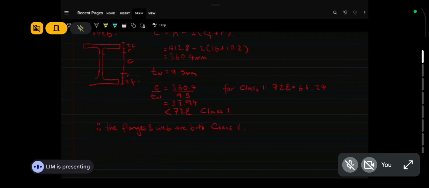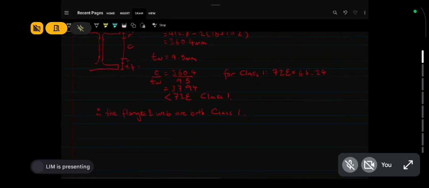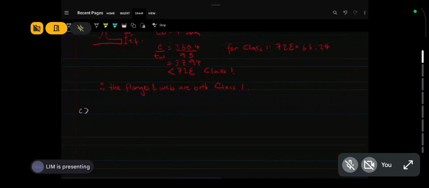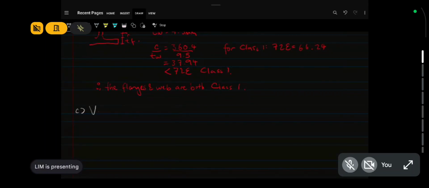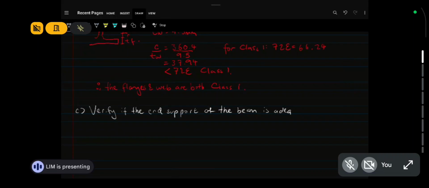So that finishes part 2. Now part C is to verify if the end support of the beam is adequate for shear.